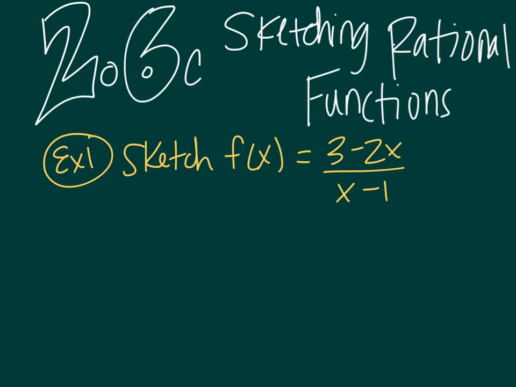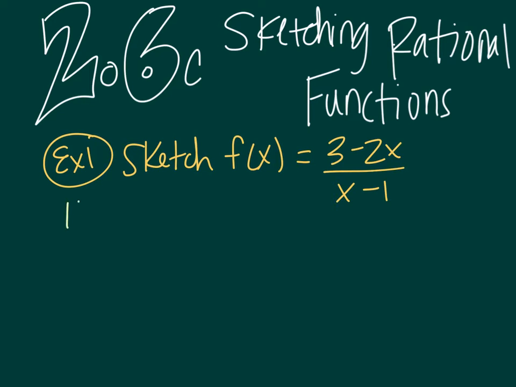Now, one of the things we need to look out for is if we can factor this. Just glancing at it, there's nothing I can factor on the numerator, and there's nothing I can factor on the denominator. So there's not going to be anything that crosses out. That's good.